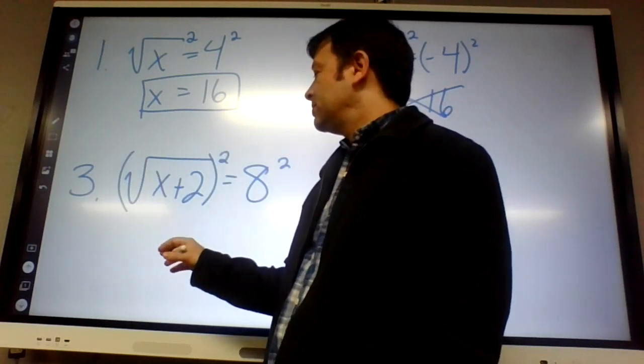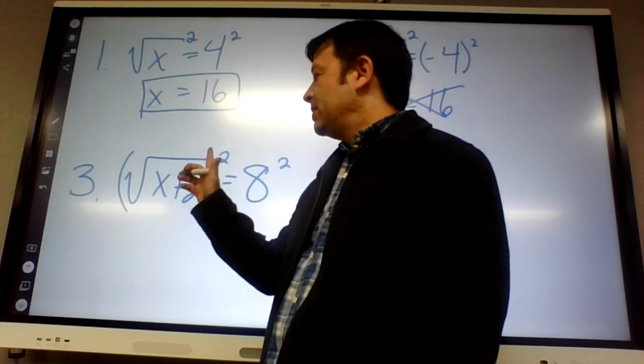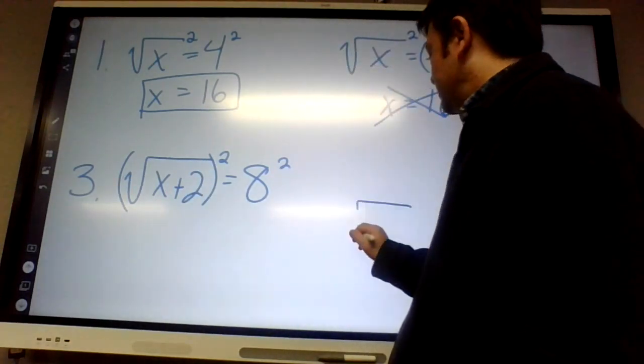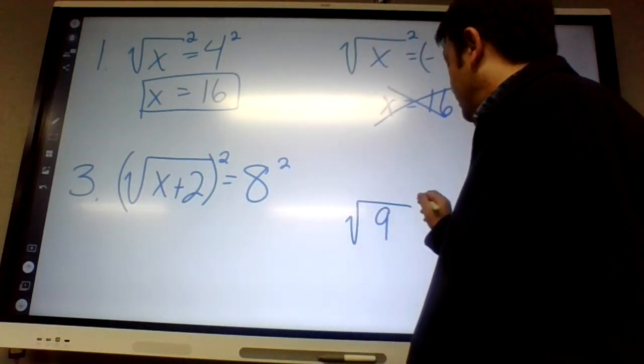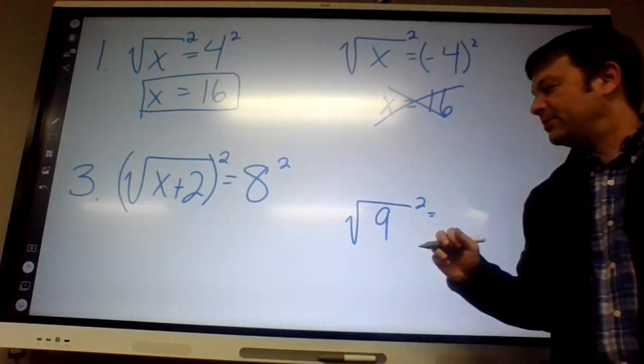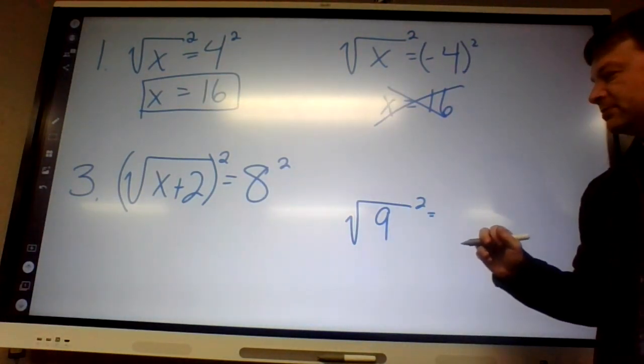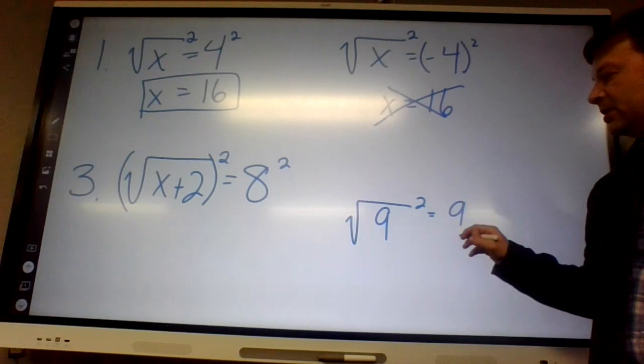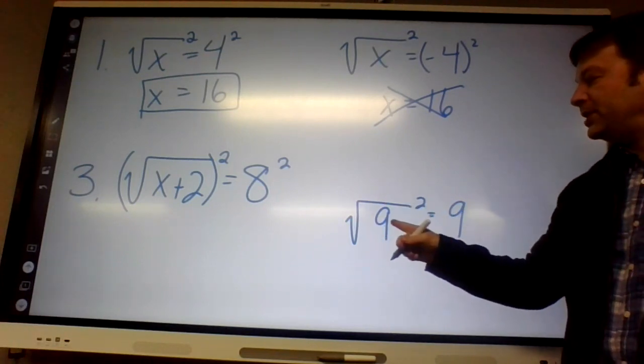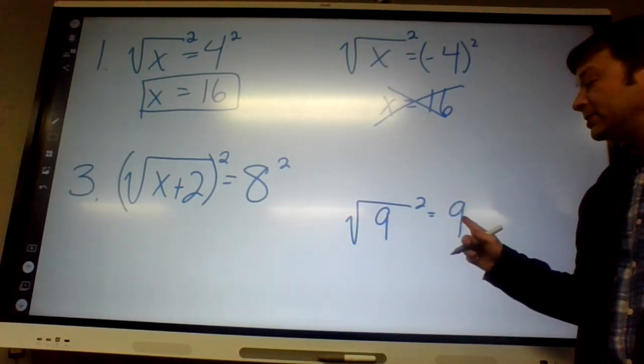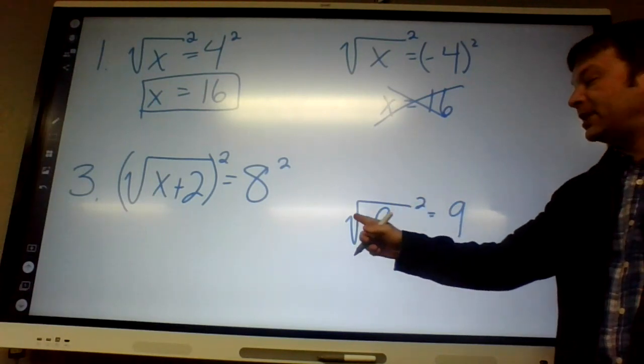So what's the left side going to become, do you guys think? Let me back up. You guys know what this is going to be? 9. Because the square roots cancel. The square root of 9 is 3, and 3 squared is 9. So these two just cancel each other out.